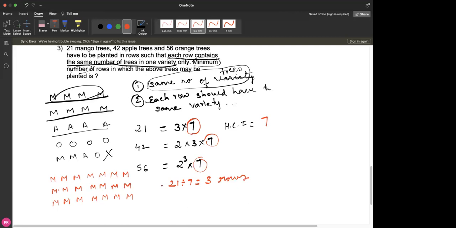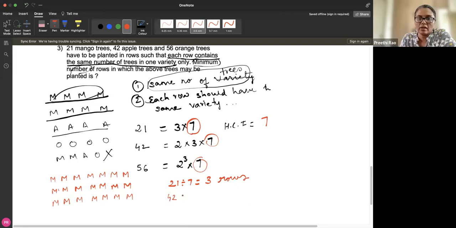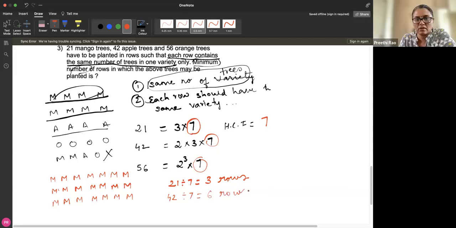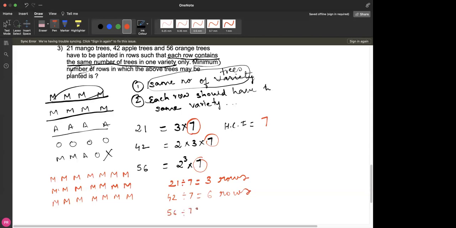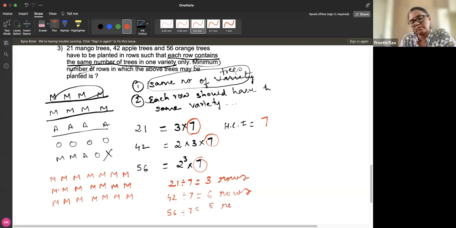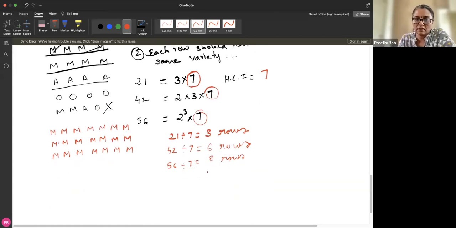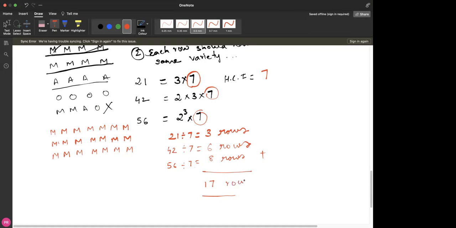There are 42 apple trees. If they are arranged in groups of 7, they will take up 6 rows. And there are 56 orange trees. They need 8 rows. So if we add up all of them, the minimum number of rows I have is 17.